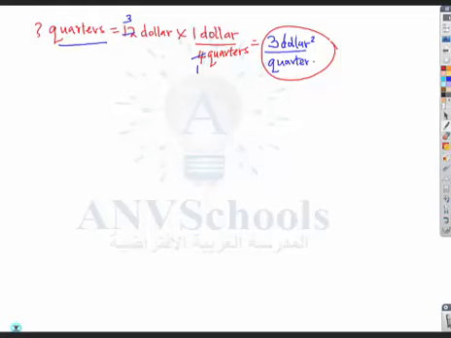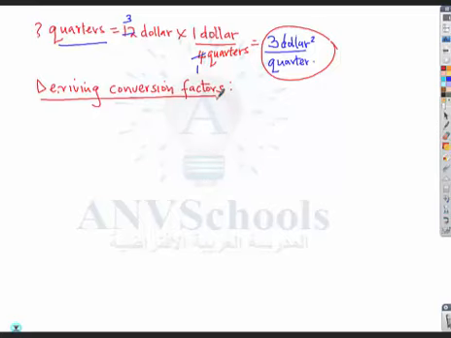For this session, we'll be looking at deriving conversion factors. So what is to derive? To derive is a way of coming up with something. So we say you can derive conversion factors if you know the relationship.